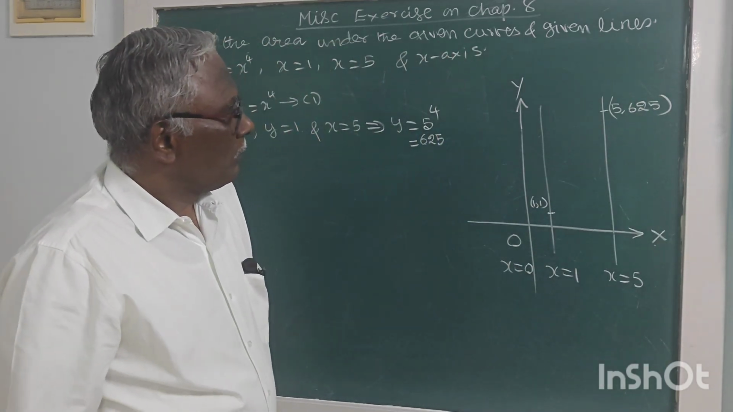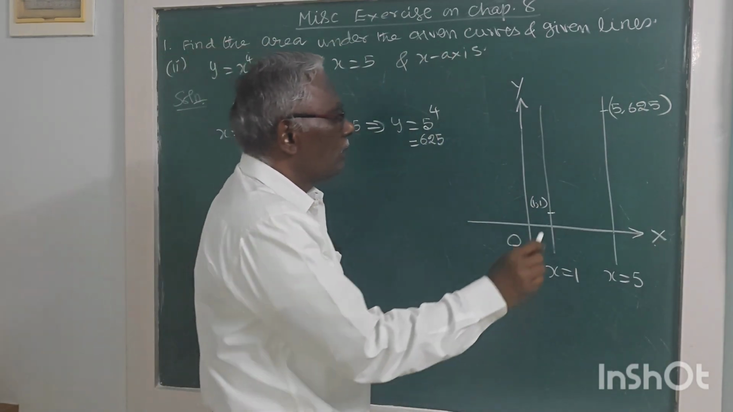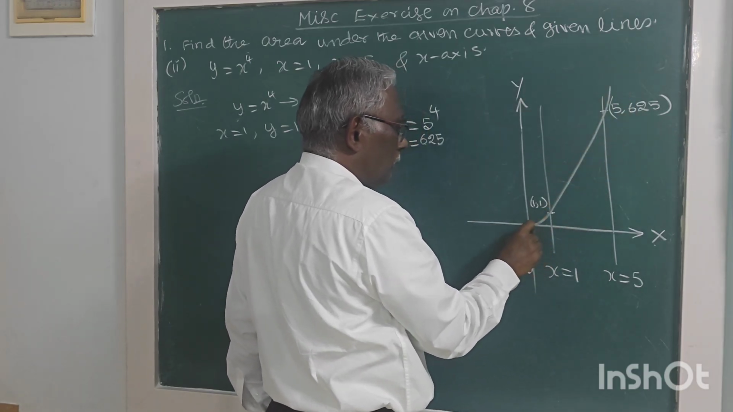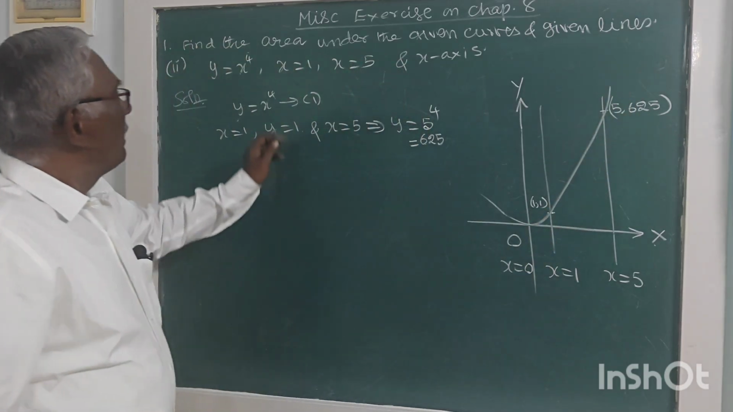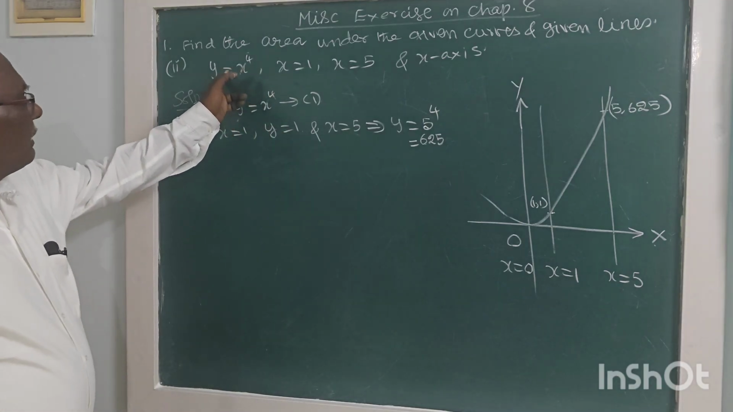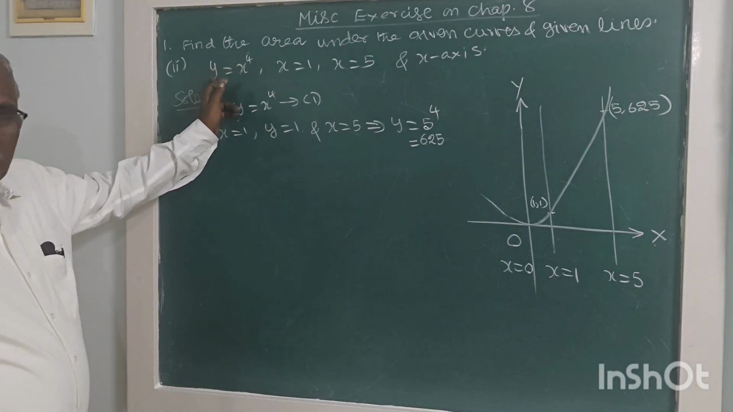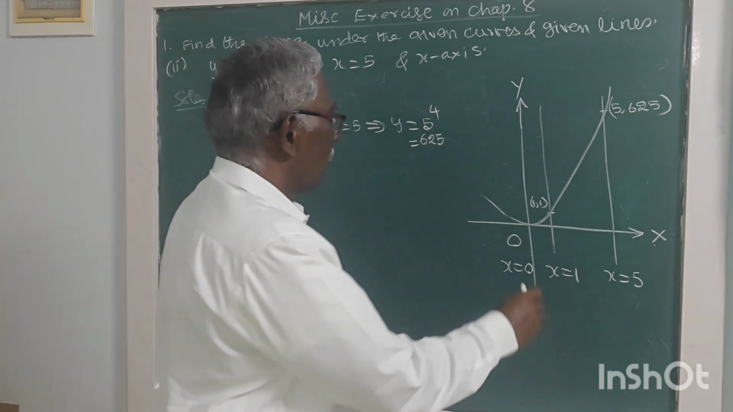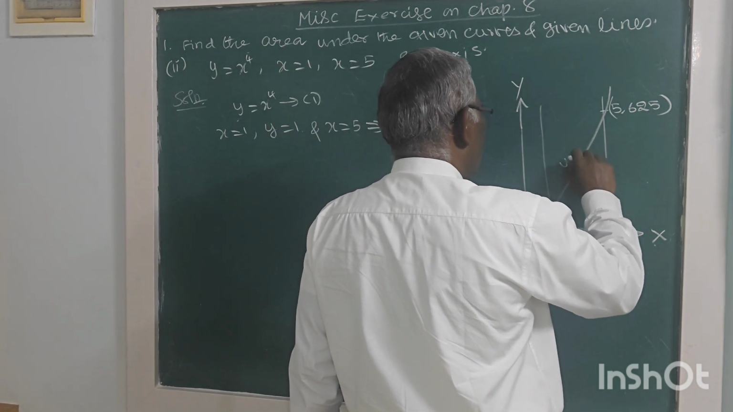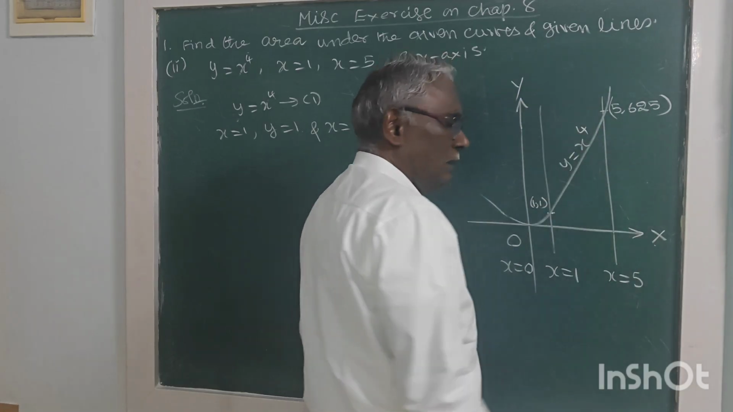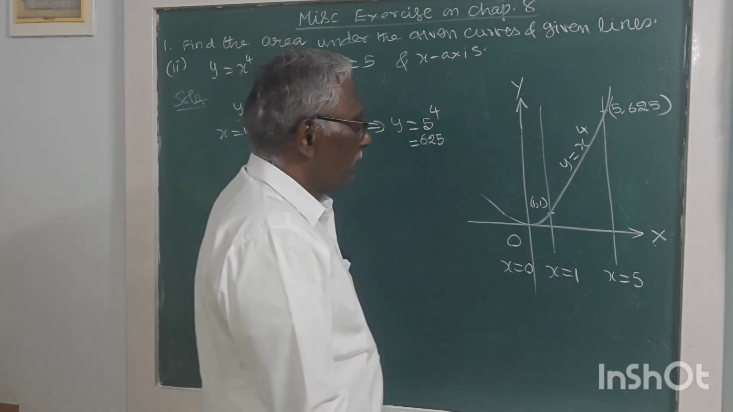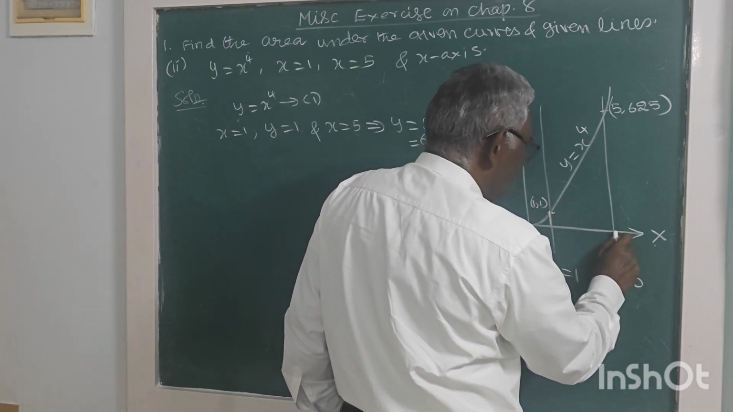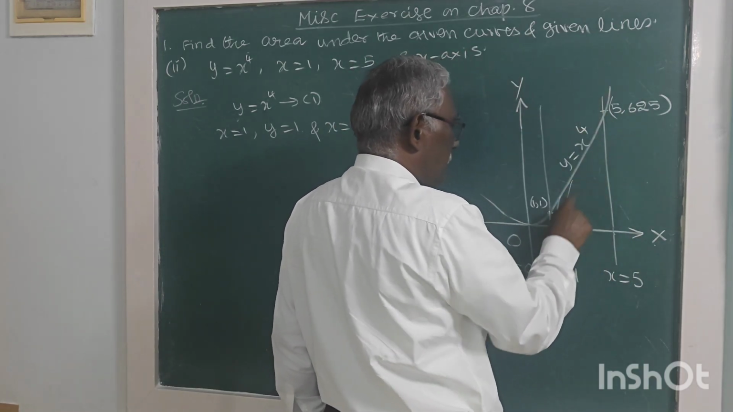So we can join, and in this equation you put x is 0, y is also 0, so the curve passes through origin too. So the equation of curve is y is equal to x power 4. Now we have to find the area of the region bounded by this curve, x is equal to 1, x-axis, and x is equal to 5.